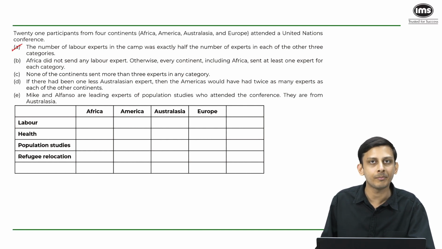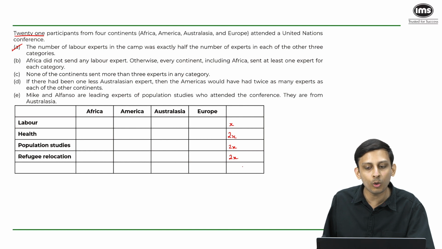If you look at point A, the number of labor experts in the camp was exactly half the number of experts in each of the other 3 categories. So if I take the number of labor experts to be X, the number of experts in each of the other 3 categories will be 2X. That is how labor experts will be half of each of the others. Now we can use the initial data, which is that there were 21 participants in total. So X plus 2X plus 2X plus 2X is 21, which means 7X is 21, and therefore X is equal to 3. And therefore 2X will be 6.